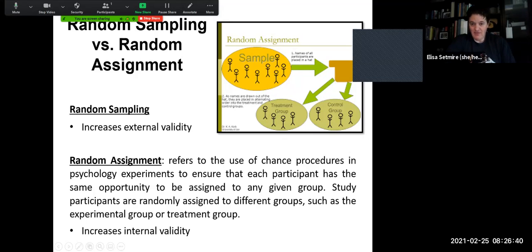Random assignment is different. We talked about random assignment a little bit before, and we'll talk about it more again later. Random assignment refers to the use of chance procedures, usually in an experiment, to ensure that each participant has the same opportunity to be assigned to any given group. Study participants are randomly assigned to different groups, such as the experimental group or the treatment group.